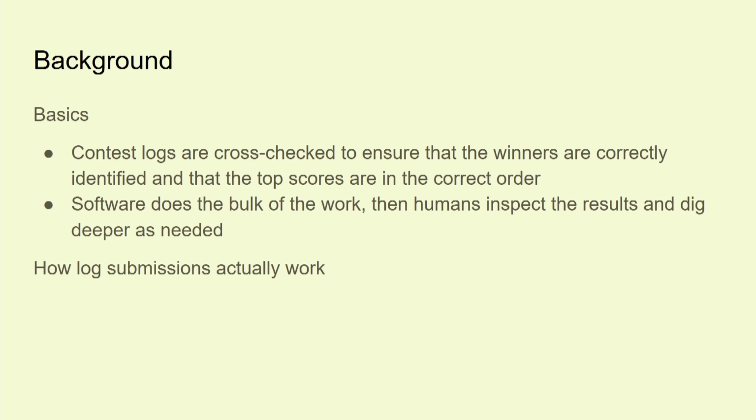Contest logs are cross-checked, and the fundamental reason for that is to ensure that the winners are correctly identified for each category, and also that the top scores are listed in the correct order. That's the fundamental thing, right? Number 1, 2, 3, 4, 5, et cetera, are actually correct, and the people who earned those spots are identified correctly. Software, which is really good at this job, does the bulk of the work, and then humans inspect the results and dig deeper as needed. And there is always deeper work.